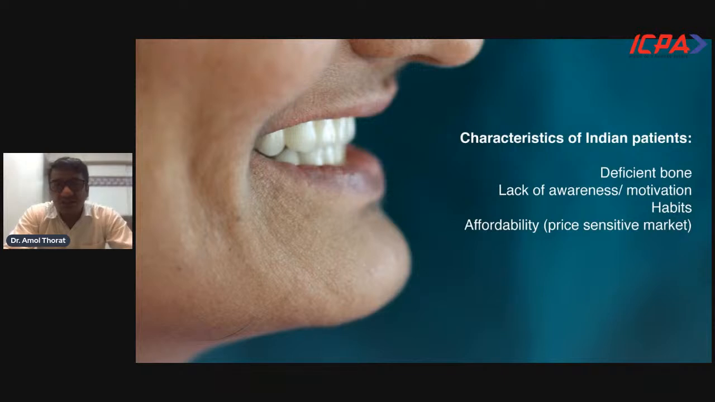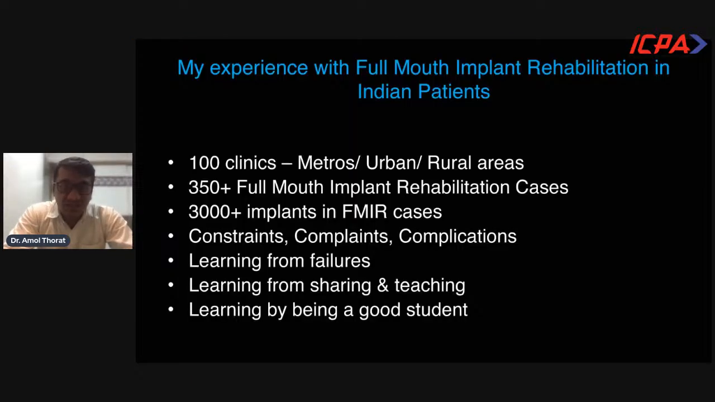So I'll be discussing only about three cases because we don't have too much time. And then we'll be talking a bit about the treatment planning, also how to plan any case for implants. I've been given about 35 minutes, so let's start with the presentation.